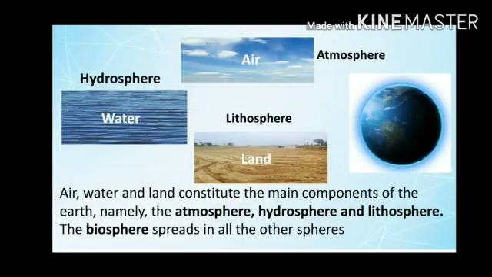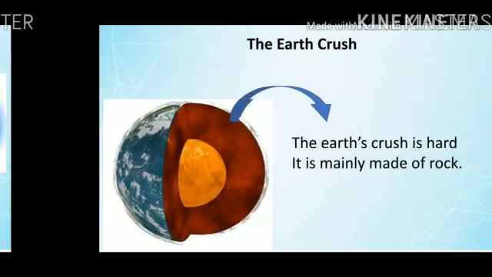Air, water and land constitute the main components of the Earth. So the air is known as atmosphere. Water is called hydrosphere. Land is called lithosphere. The biosphere spreads in all the other three spheres. So let's learn all these spheres in detail as we go along in this lesson.